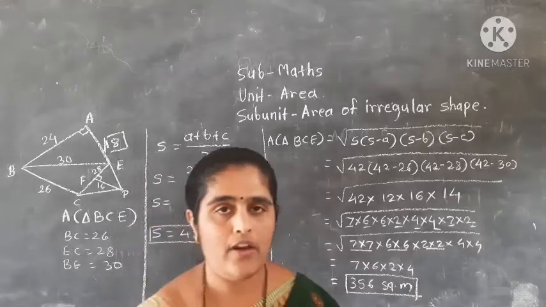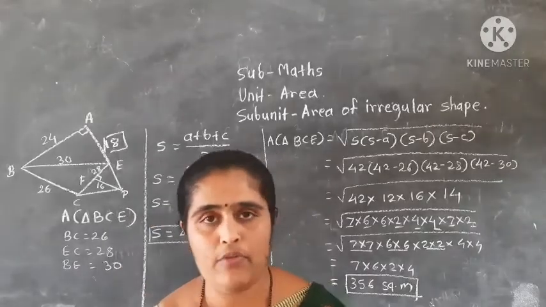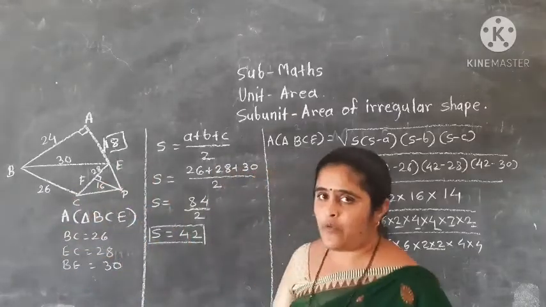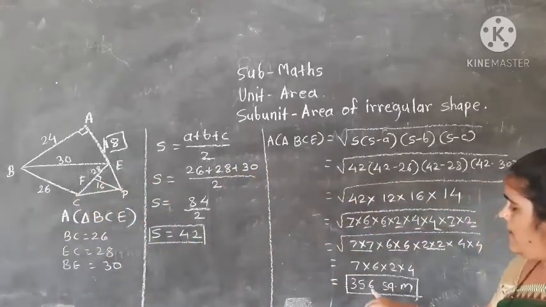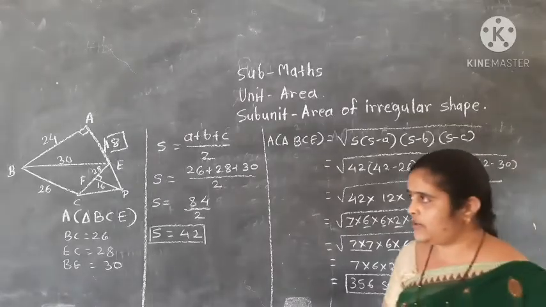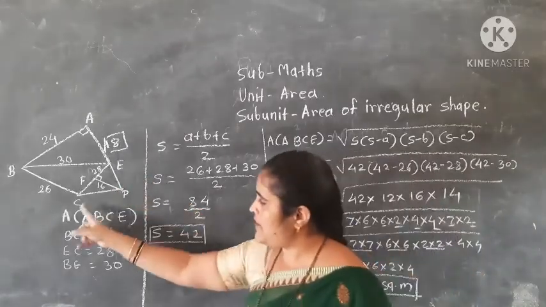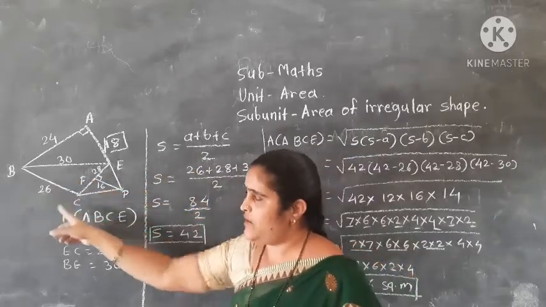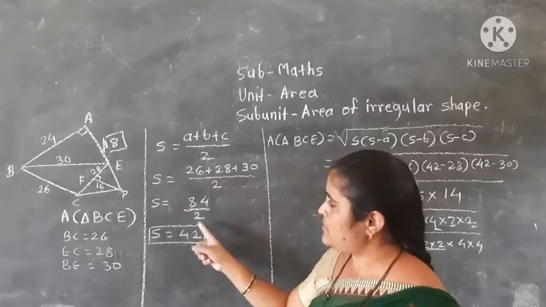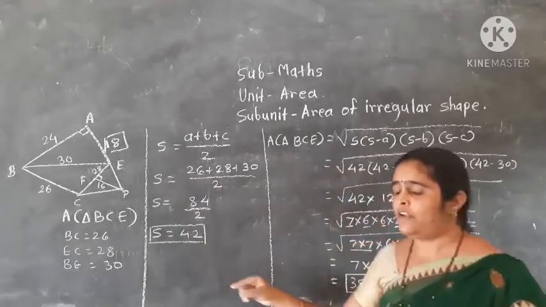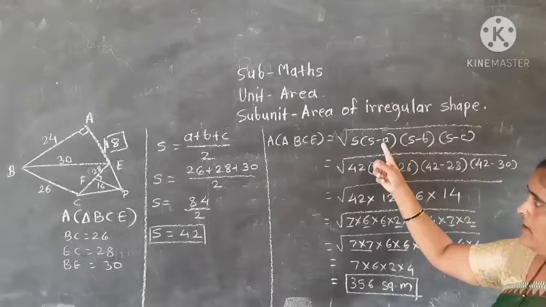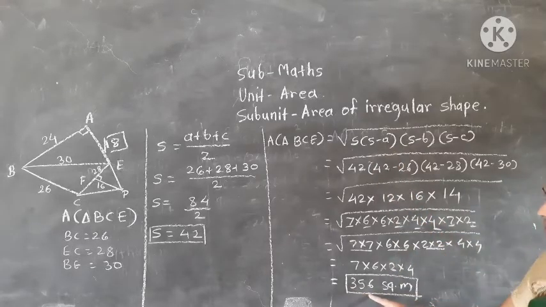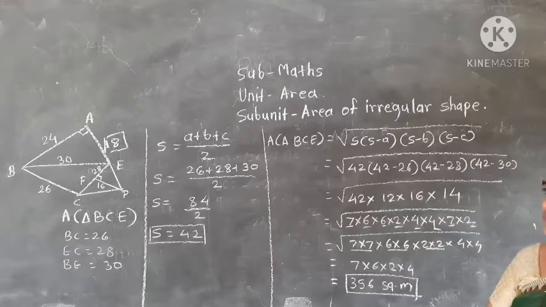We have to calculate the area of triangle BCE and our answer is 336 square meter. For calculating this, we have to first calculate the semi-perimeter with the help of the given measurements. The value of S will be 42. After that, we have to use this formula. In this formula, we add the values and the final answer will be 336 square meter.